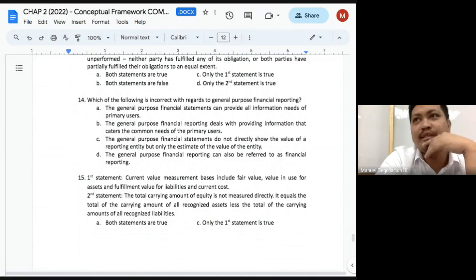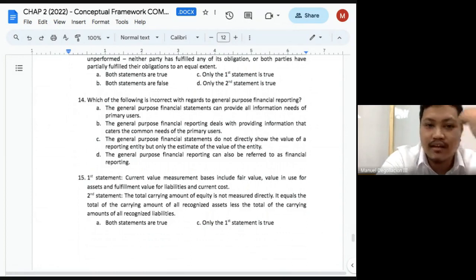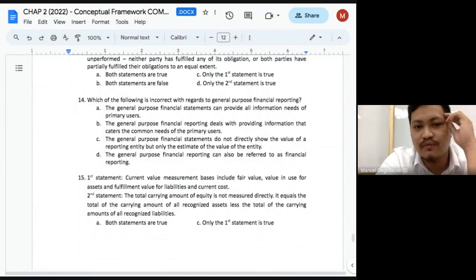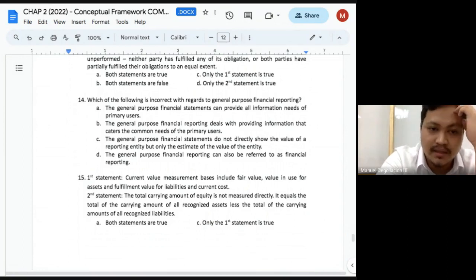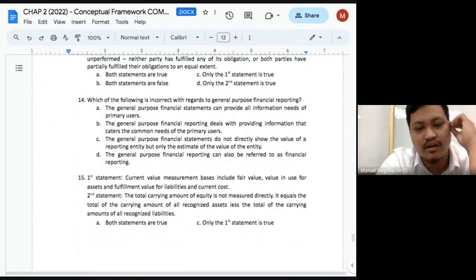But as what we have discussed before, it's impossible and it's impractical for a single report to provide all information needs. So that means B, C, and D are true in relation to your general purpose financial reporting. It caters to the common needs of the primary users. That's true. It does not directly show the value of a reporting entity, but can be used to get the estimate of the value of the entity. And letter D is also true.